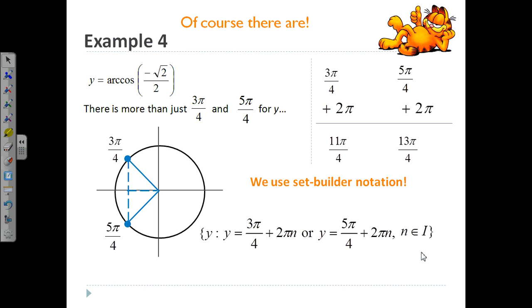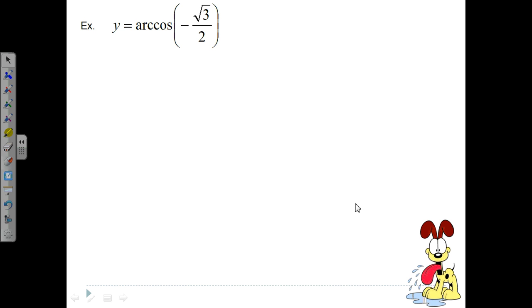Okay, so let's try a couple of examples. What is y equals arc cosine of negative root 3 over 2? So you should look at your unit circle and find where negative root 3 over 2 is for your cosine. So that's going to be in the second and the third quadrants. And hopefully you came up with 5 pi over 6 and 7 pi over 6. But then we needed to put that into set builder notation. So this is what it would look like. Remember the y such that y equals 5 pi over 6 plus 2 pi n, or y equals 7 pi over 6 plus 2 pi n. But then don't forget to write your n is in the set of integers.